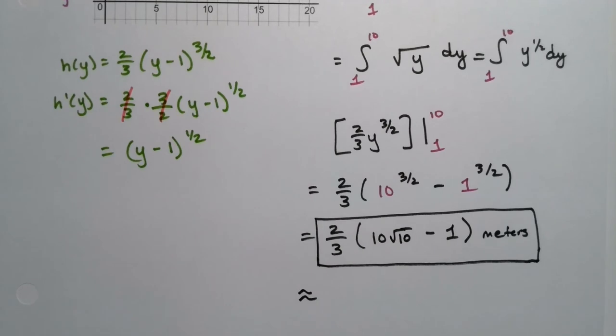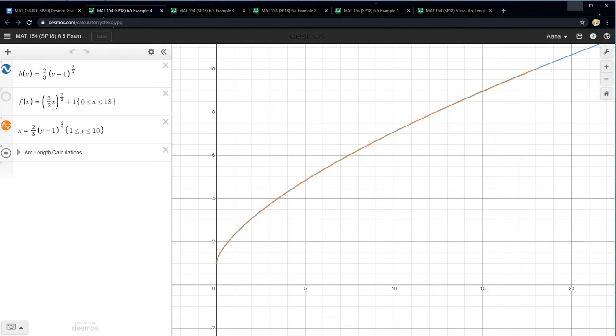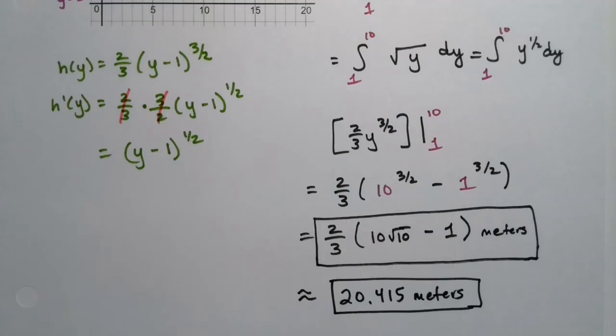That's not really very useful to us in terms of knowing the answer, so I'm going to go grab a decimal approximation just to give me a clue of what's going on here. And it tells us it's about 20.415 meters. Well, that wasn't too bad. Even though it was with respect to y instead of respect to x, it worked out beautifully.